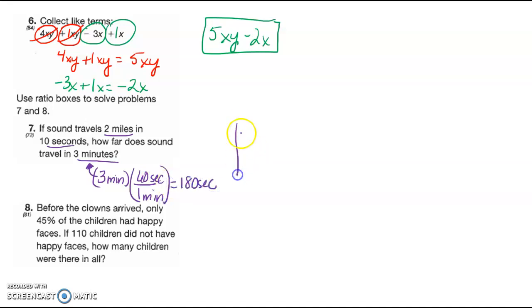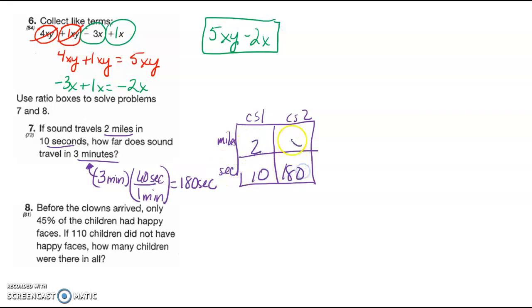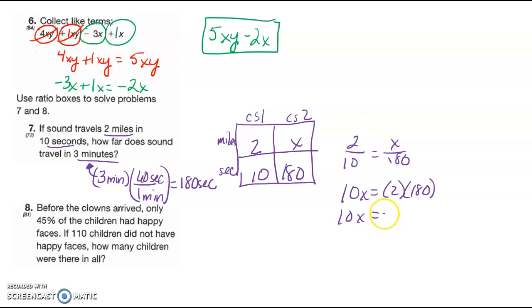Now we can use our ratio box of case 1 to case 2. So we have case 1, case 2, we have miles, and we have seconds. So 2 miles in 10 seconds, 180 seconds, we don't know how many miles. I believe that's 360, but I'm not gonna... Yep. Divided by 10, we get x is equal to 36.